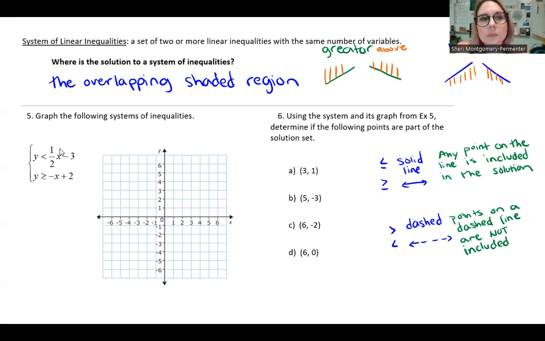So for this one, I'm going to graph the line the same way that I would before. The only thing I check on is whether or not I'm going to be solid or dashed. So for this one, is there anything underneath the symbol? So what type of line, solid or dashed? Dashed, yep. What about the bottom line? Solid.